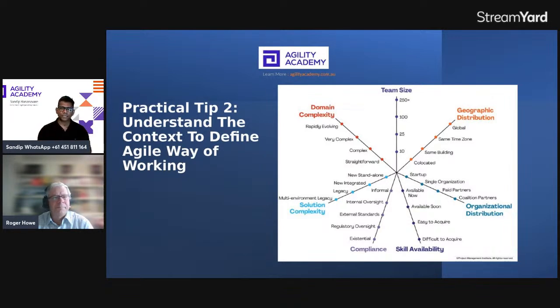So the second practical tip is to look at the current team's context from different dimensions, like team size. How big is this team? Geographical distribution. If you have got team members spread across the world, someone is in Europe, someone in US, someone in Asia Pacific, then definitely conducting that meeting is going to be a challenge because of time zone differences. Organizational distribution.